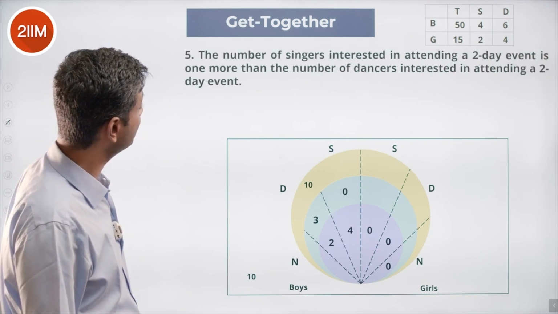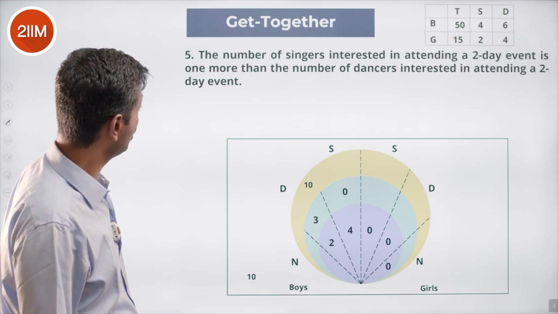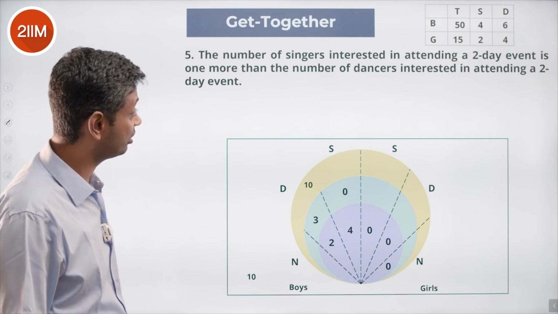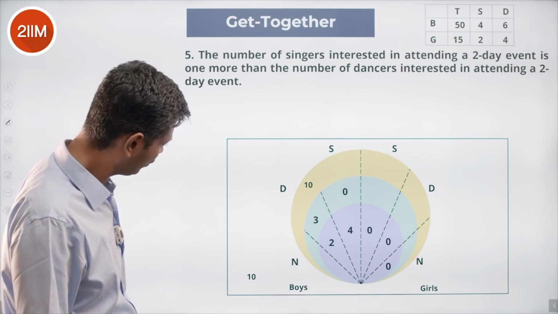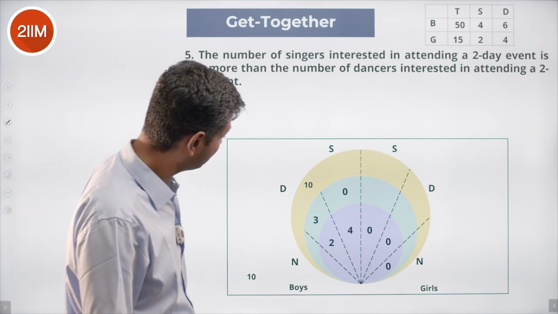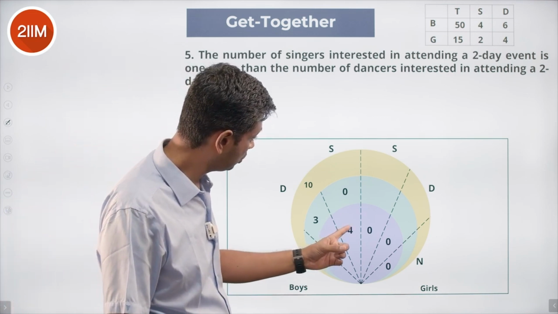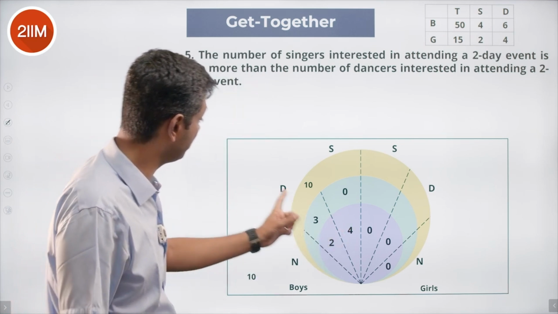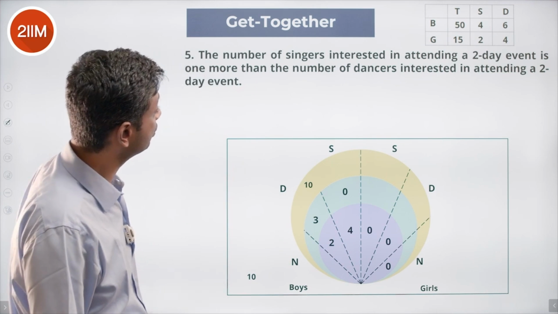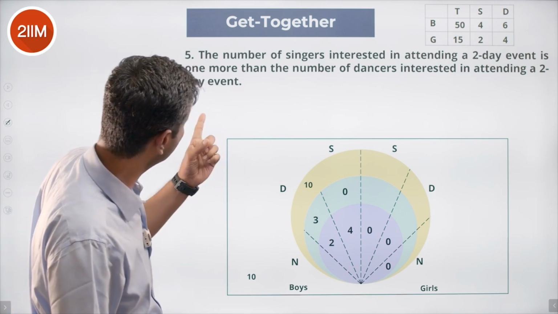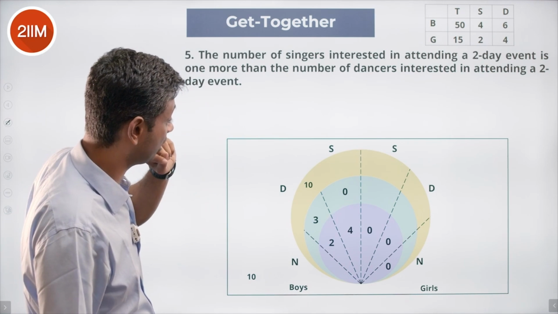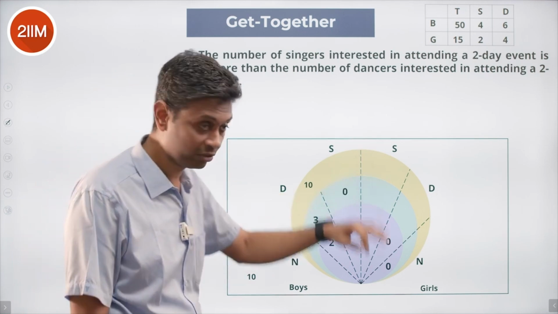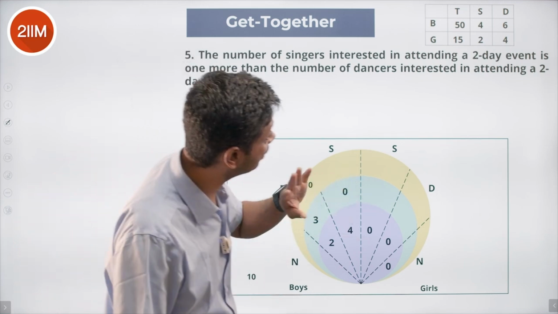The number of singers interested in attending a 2-day event is 1 more than the number of dancers interested in attending a 2-day event. Singers would be 4 so far. Dancers would be 5. Number of singers is 1 more than the number of dancers. This is 5, singers should be 6. This is 6, singers should be 7, and so on.